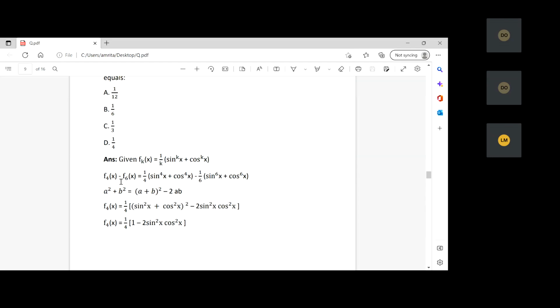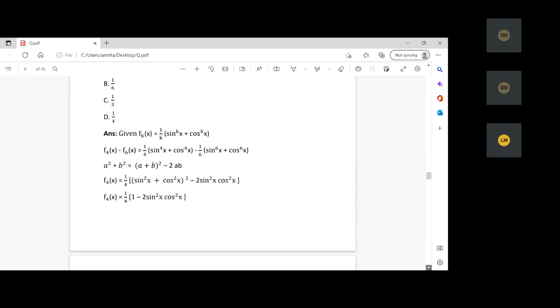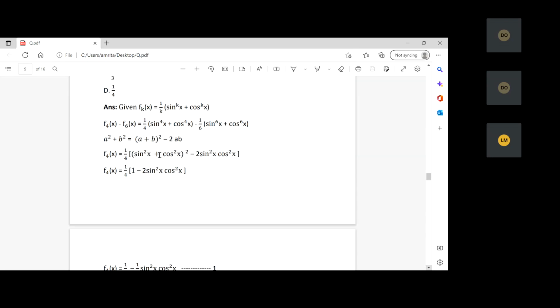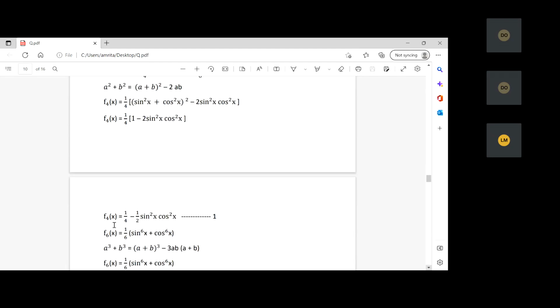So I'm just going to solve for f4 of x. It is 1 by 4 into sine square x plus cos square x whole square minus 2 into sine square x into cos square x. What is sine square theta plus cos square theta? It's 1, so 1 square. It will be 1 minus 2 into sine square x cos square x. So you have simplified this. What will be f4 of x? It is 1 by 4 minus 1 by 2 into sine square x cos square x.